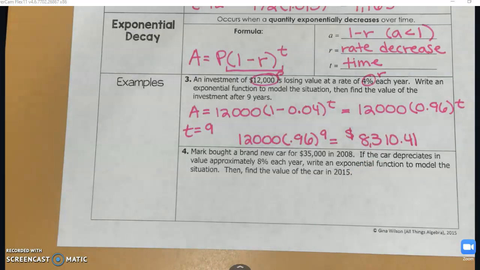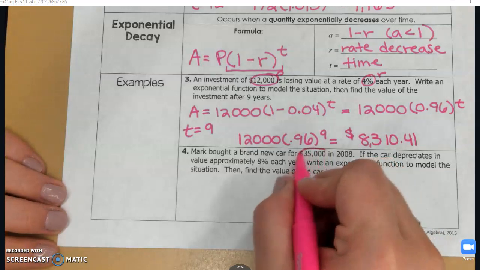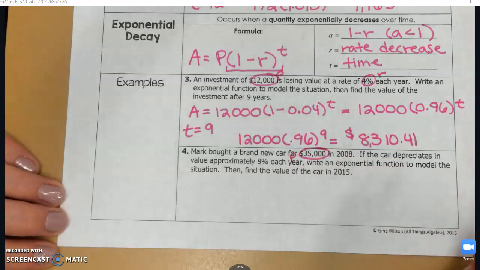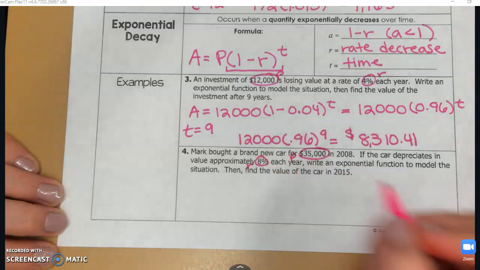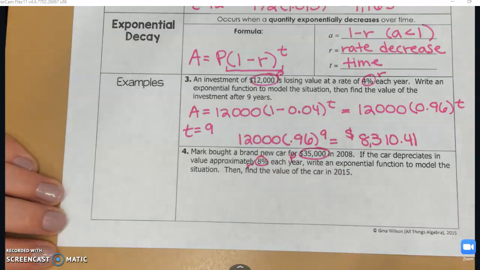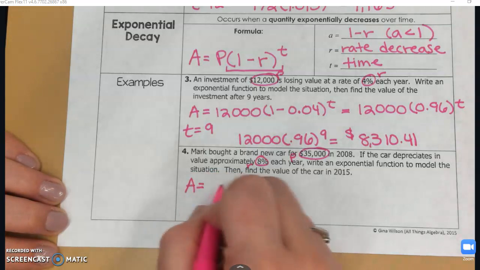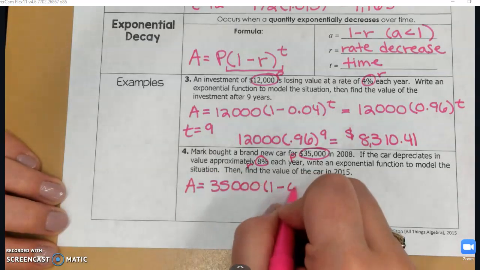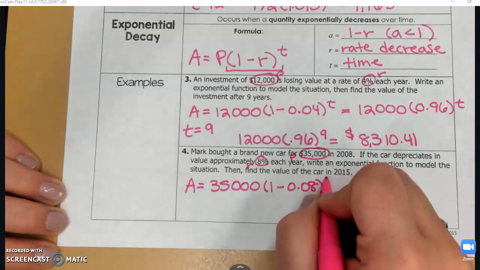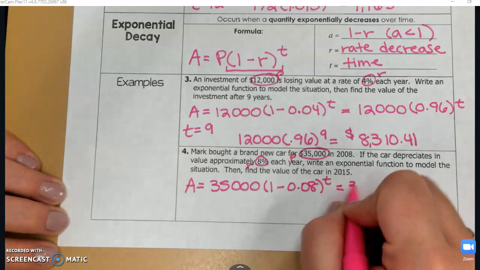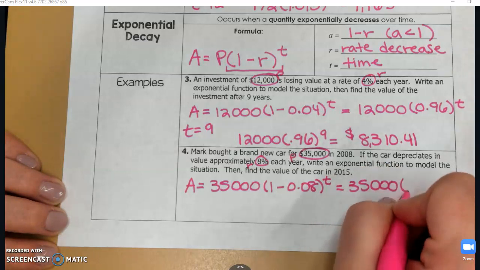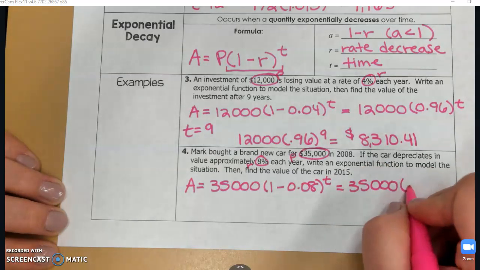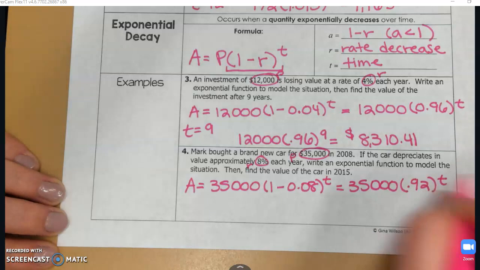Okay, last one, number 4. Mark bought a brand new car for $35,000. That's my P. If the car depreciates in value by approximately 8% each year, write an exponential function to model the situation. So here is my P, 35,000 times 1 minus 0.08 to the t power. So that's 35,000 times 1 minus 0.08, which is 0.92, to the t.